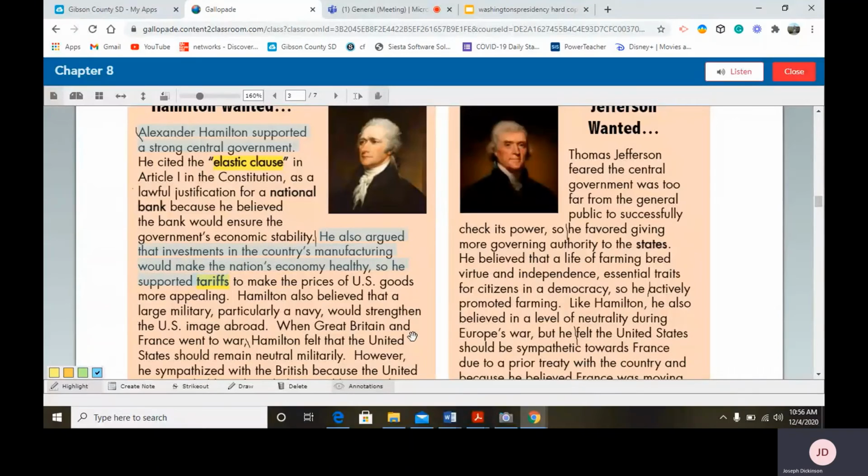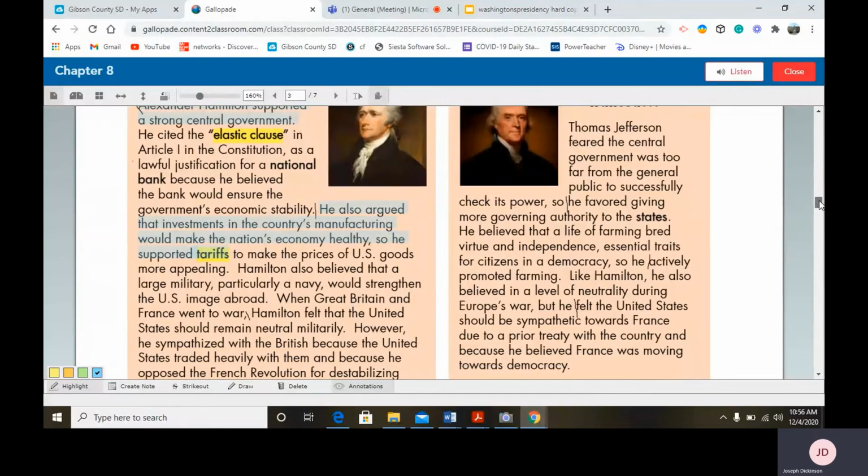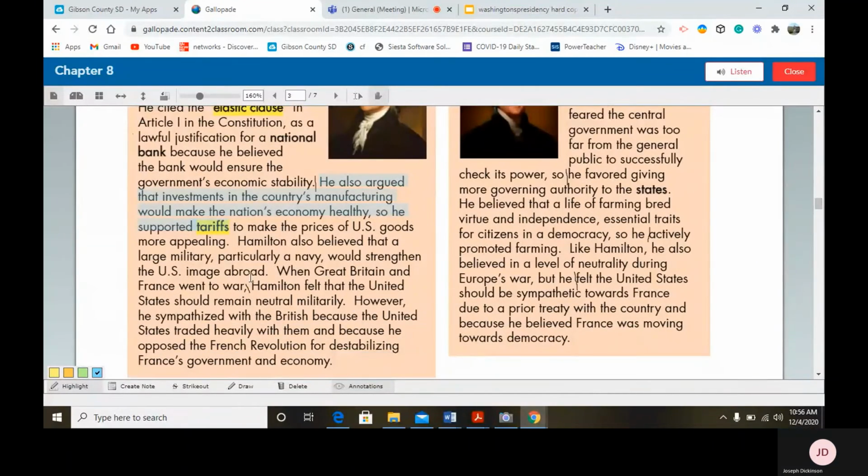Let's see, he wants a big military. That's kind of his thing. He wants a strong navy. He believes, though, that we should remain neutral in the French Revolution. And he sympathizes with the British because they're bringing goods into America, so that's making us money.